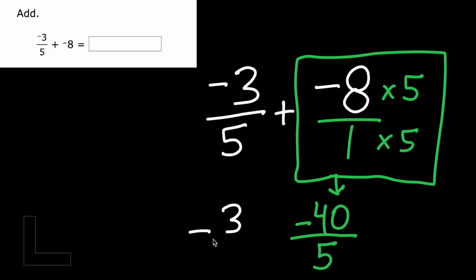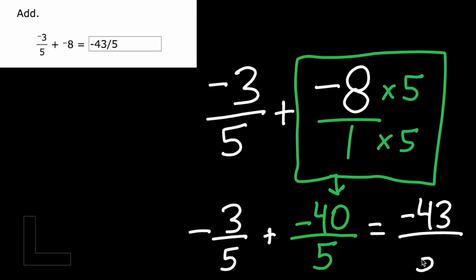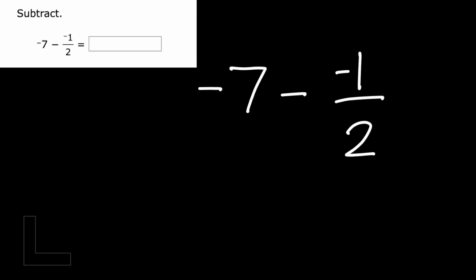So when we substitute that back in, we can combine. -3 plus -40 makes -43. So our answer is -43/5.